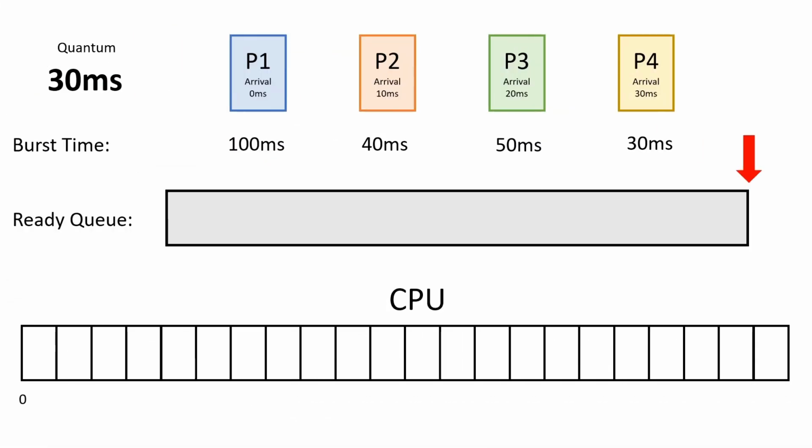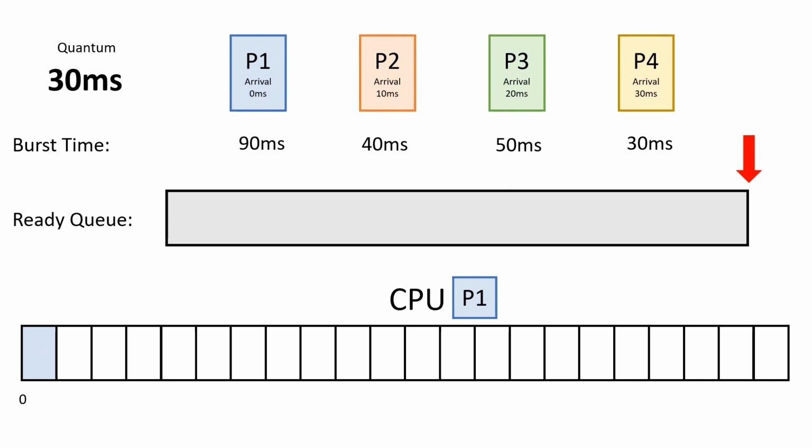The scheduler of this system uses the round-robin scheduling algorithm with a quantum of 30 milliseconds, which means a process can run up until 30 milliseconds without interruption. At the beginning, the ready queue only consists of P1. This process is directly assigned to the CPU and can use up its quantum of 30 milliseconds completely.